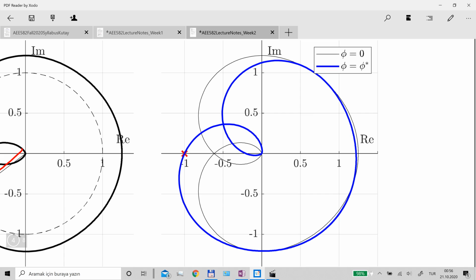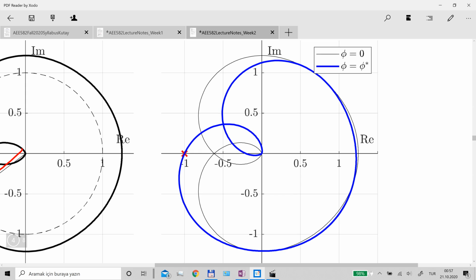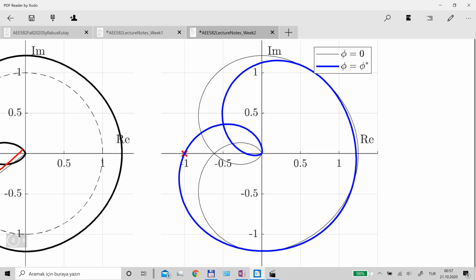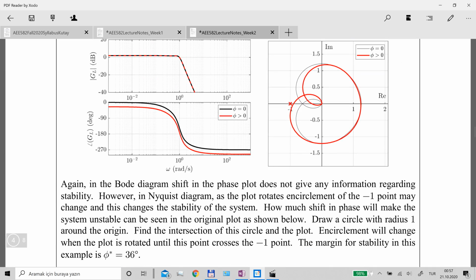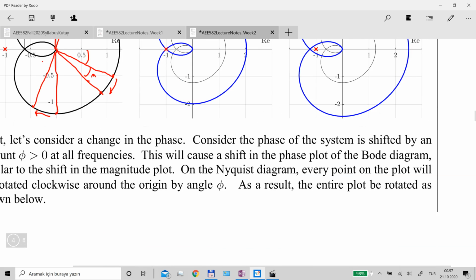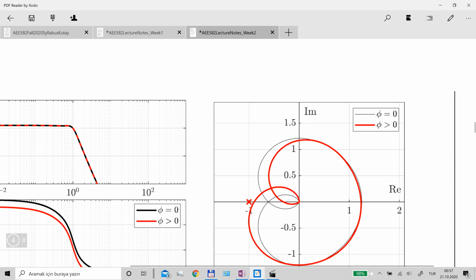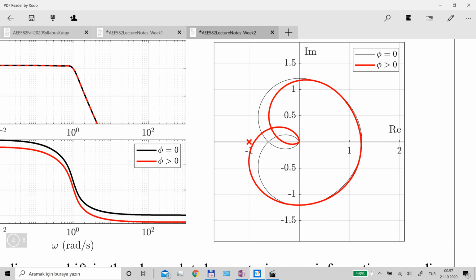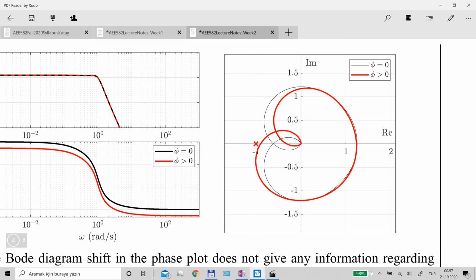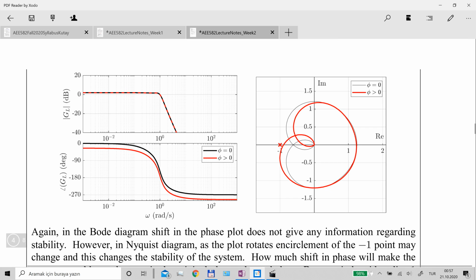So when you increase the phase of the system by this amount, after that point, the system will have one unstable pole in the closed loop. In the case of gain, the encirclement was 2. So when you make the system unstable by increasing the gain, after you hit that gain margin, the system gets 2 unstable poles. But in the case of phase uncertainty, when you hit the phase margin, the system gets 1 unstable pole in the closed loop. And we can decide that by counting the number of encirclements. This is how we can find gain and phase margins using the Nyquist plot.